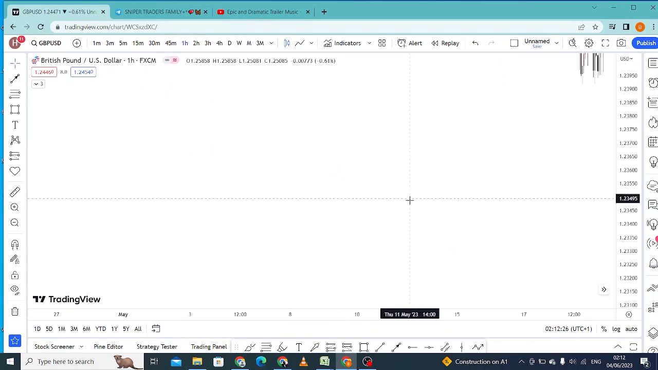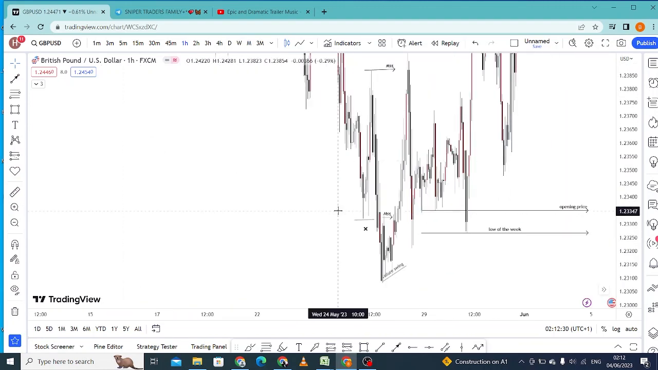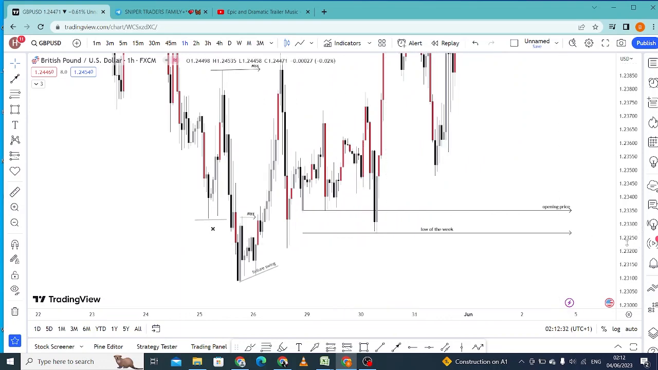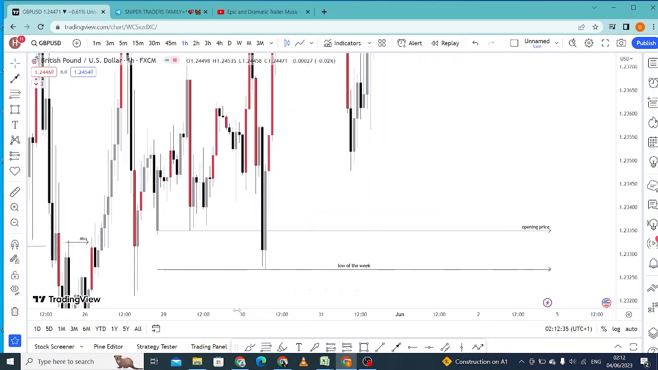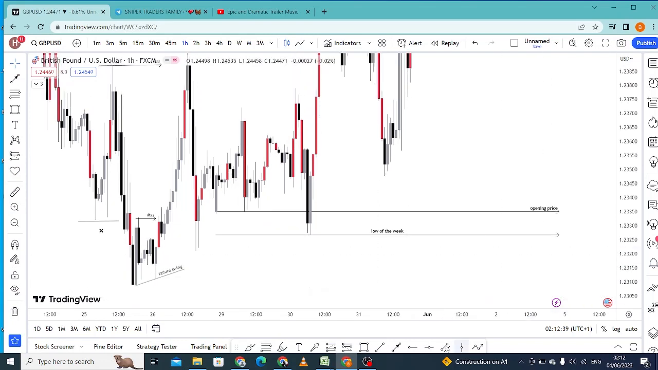That's what we saw on 1 hour, creating a lot of sell side liquidity and internal structure. Now we saw an FVG here. Now price came back to this FVG to reprice this.